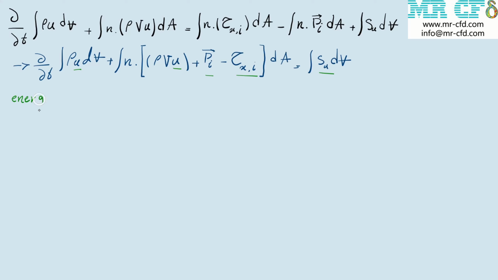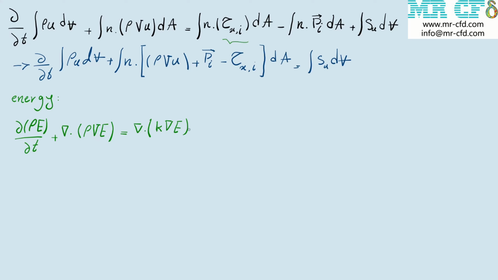Now, we can write the differential equation for energy. The first derivative of rho E with respect to time plus the divergence of rho VE is equal to the divergence of K, the thermal conductivity, multiplied by the gradient of E plus additional terms. Specifically, we can add the energy dissipation of the fluid because of shear stresses, which is the divergence of tau ij vj, minus the energy transferred due to pressure gradients, which is the divergence of PV, plus the volumetric source term.